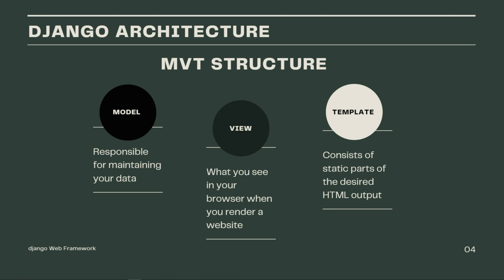And the view is the user interface, what you see in your browser when you render a website. Usually it's represented by HTML, CSS, JavaScript, and Jinja. And Jinja is the main template language in Django. And finally, we have the template, which consists of static parts of the desired HTML output, as well as some special syntax describing how dynamic content will be inserted. And I know this is theoretical, but once we get to install Django and work with it, the idea will be clearer. Alright, so let's go ahead and start installing Django.